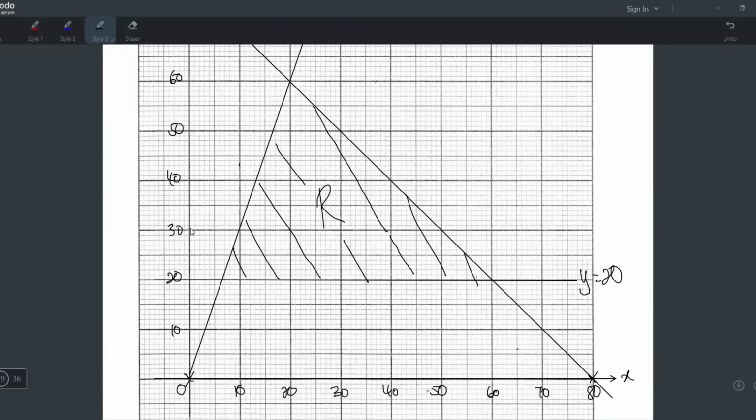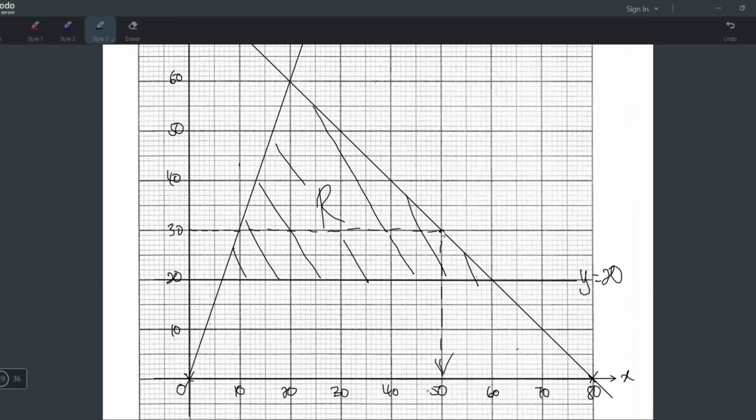Okay, Y 30 dekat sini. So you tarik a dotted line. Okay, the moment you touch the shaded region, that's the X minimum. If you tarik from here, you get the X minimum. But they want X maximum, so you should keep going until you reach here. Then only you tarik.